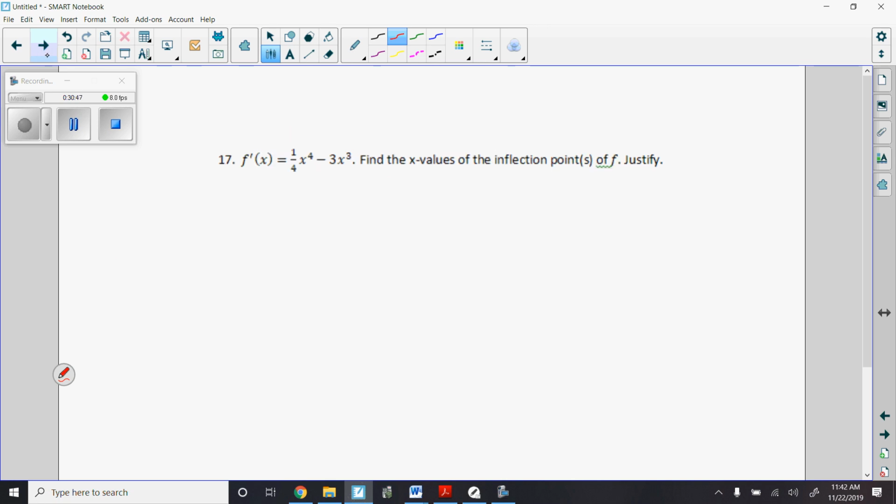Find the x values of the inflection points. Now again, I know inflection points from several different places. An inflection point is when I switch concavity on f, right, go from smiling to frowning or frowning to smiling. I know on an f prime graph, an inflection point is when f prime goes from increasing to decreasing or vice versa. That doesn't help me here because I don't have a graph of f prime, I just have the function f prime. So the definition that I want to use here for inflection points is f double prime switches signs.